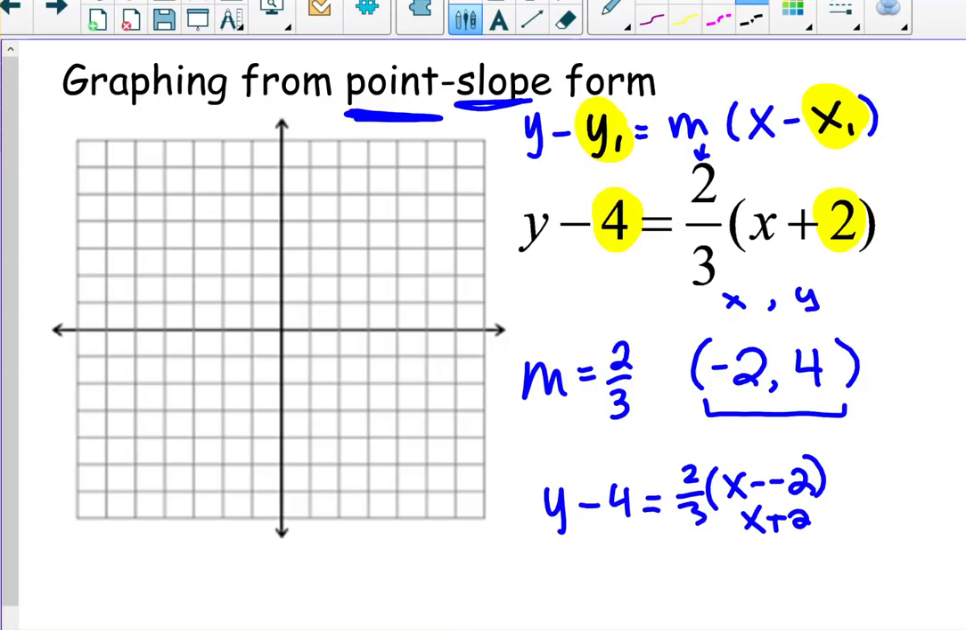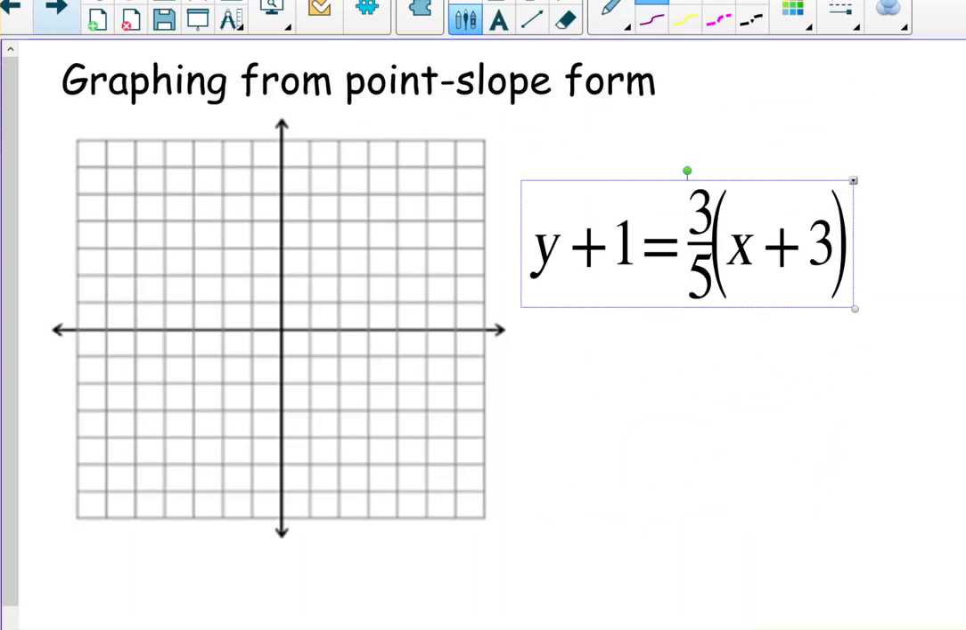So I always have to graph a point first. I'm going to graph my point of negative 2, positive 4, so I go left 2 and up 4. From this point, I'm going to use my slope. I could go up 2 and 3 to the right, or I could also go down 2 and 3 to the left. Then I'm going to use my line tool to connect, and whenever I have a line I make sure I have arrows on the ends.